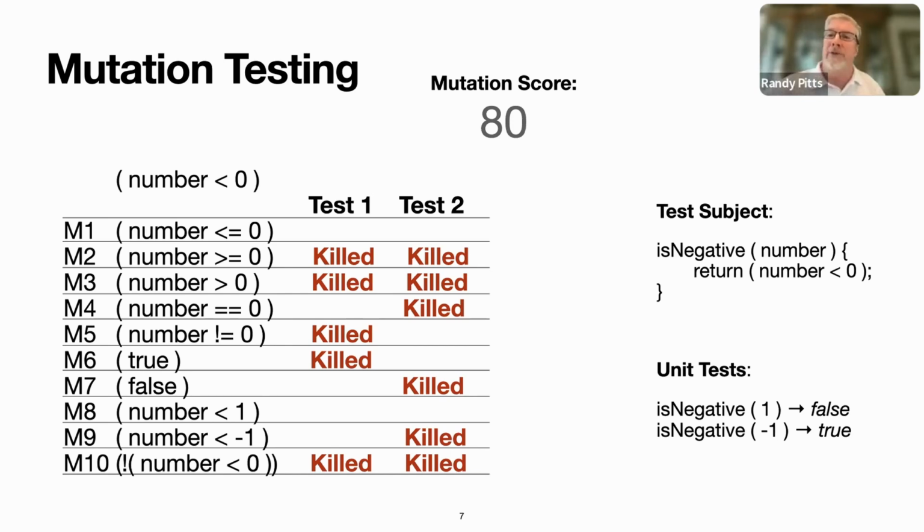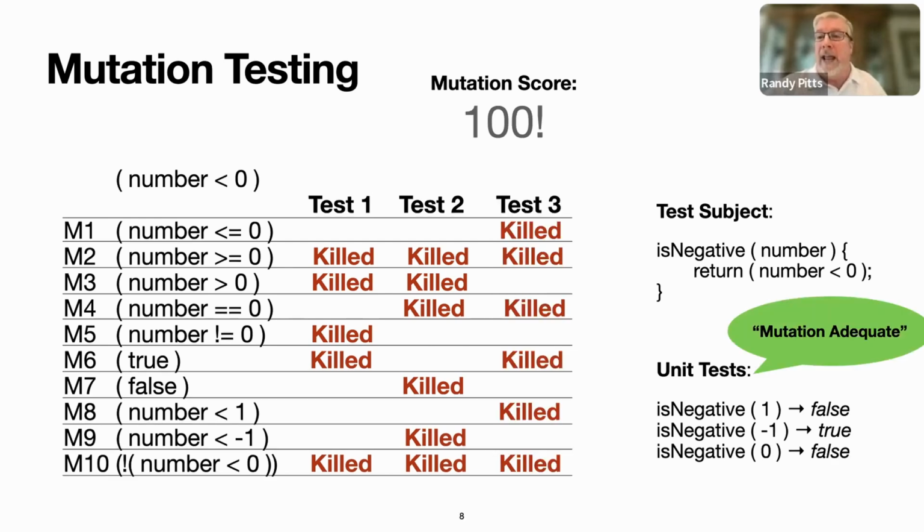And the logical question then is, well, can we kill the remaining live mutants? So we examine them, we see what kind of test it elicits, and we add a third test, which does kill the 2 remaining live mutants, and gives us a mutation score of 100 and renders our test set mutation adequate. So mutation adequacy is if your test set can kill all the killable mutants.